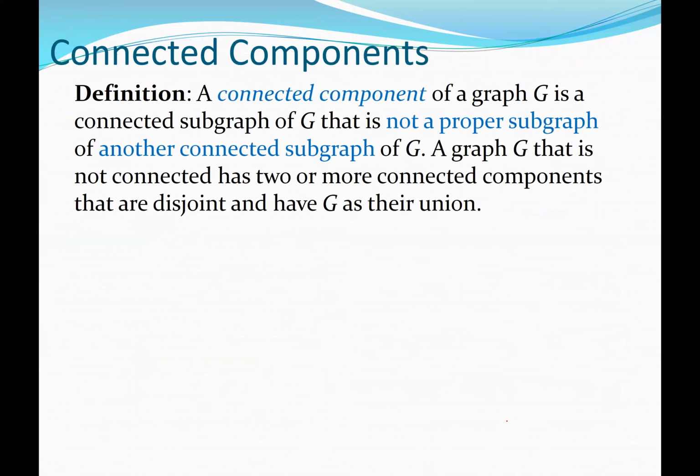Now we focus on connected components. A connected component of a graph G is a connected subgraph of G that is not a proper subgraph of another connected subgraph. So you watch the language here.